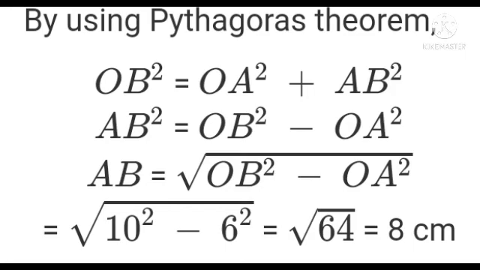So AB is equal to the square root of 64. Square root of 64 is 8. So AB is equal to 8 centimeters.